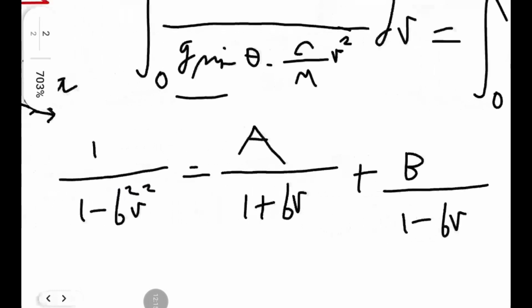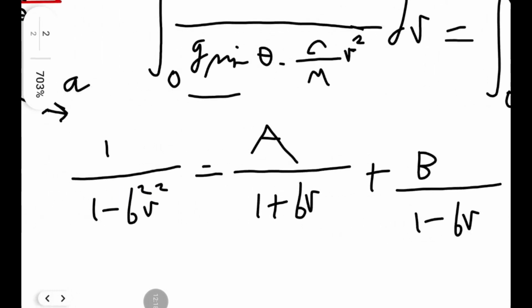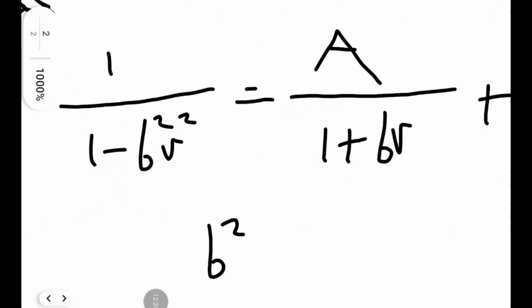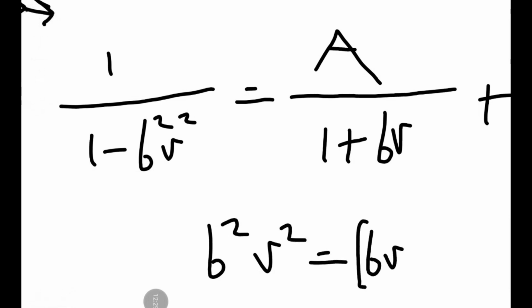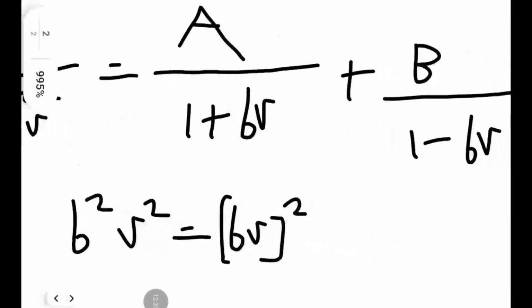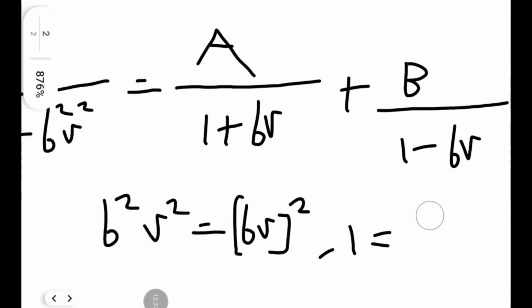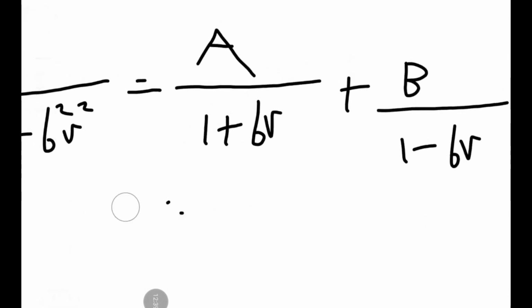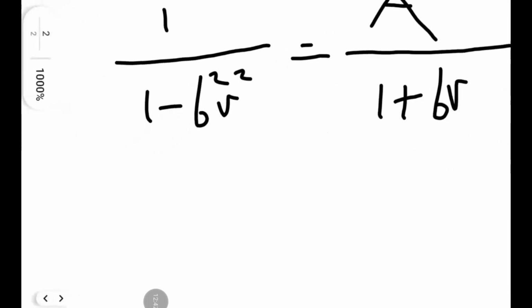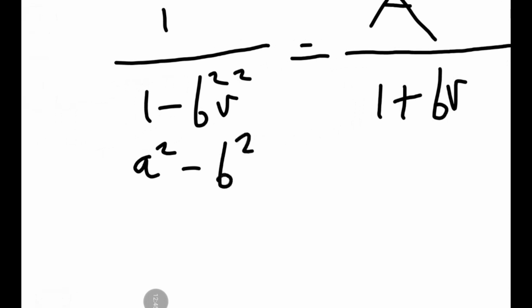So you have these partial fractions here, because we know it can be in that form as it's b squared v squared, which is basically, obviously, b squared v squared is equal to (bv) squared, and then we know 1 is equal to 1 squared. So therefore we know it's going to work in terms of that formula we looked at, a squared minus b squared. It's the same thing. You can see it's the a squared, and then minus b squared.